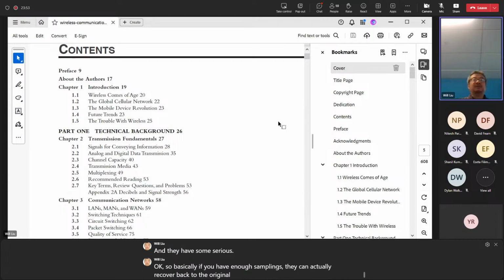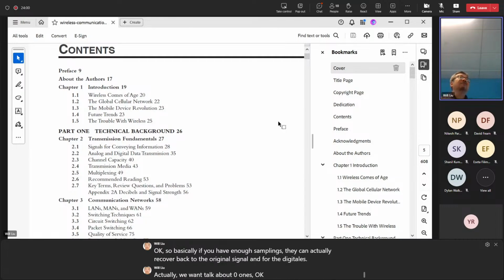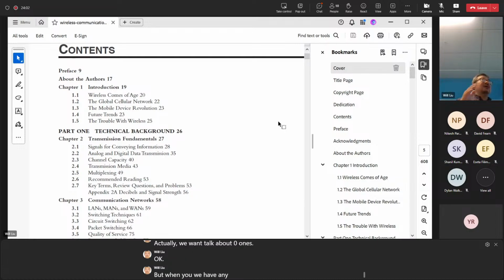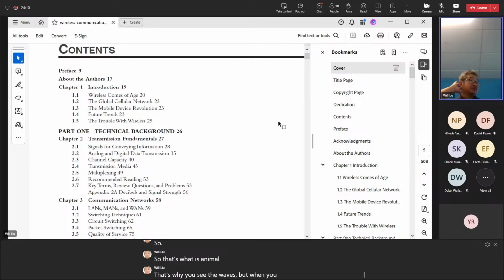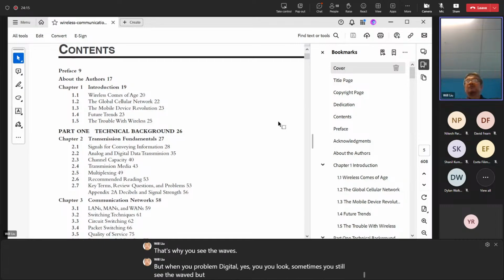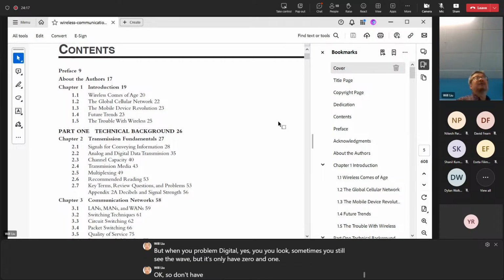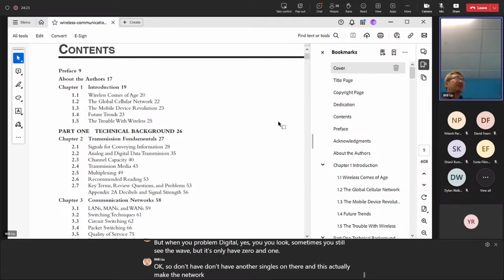And for digital, we mostly talk about 0s and 1s. But with analog, the different levels actually mean different things. That's analog, which is why you see the waves. When we talk about digital, sometimes you still see the waves, but it only has 0 and 1. They don't have other signals on the air, and this actually makes the network very simple.